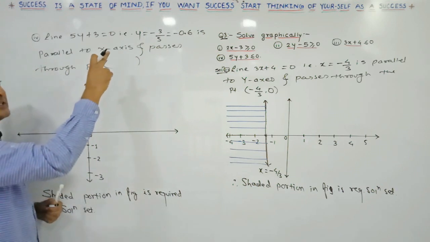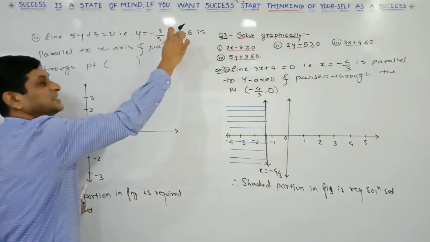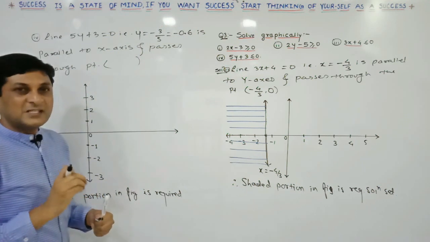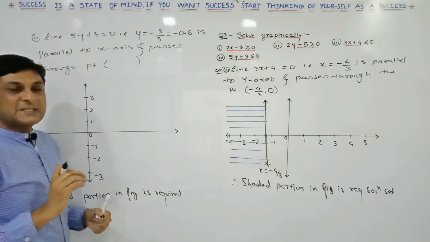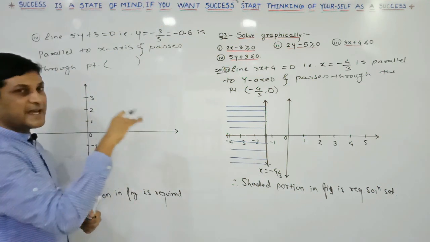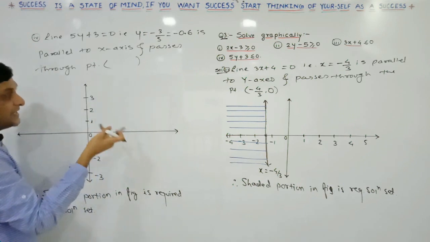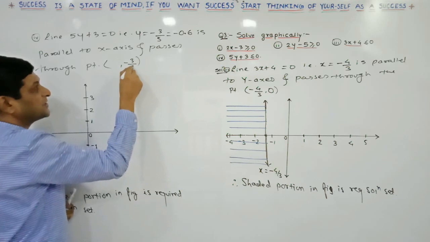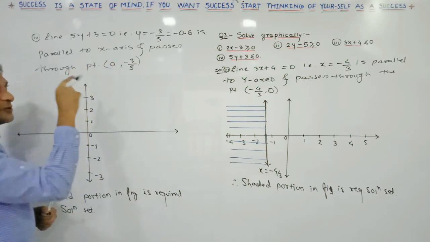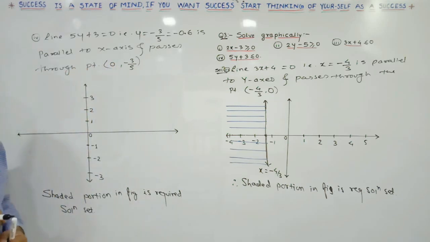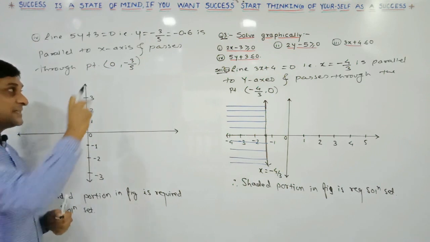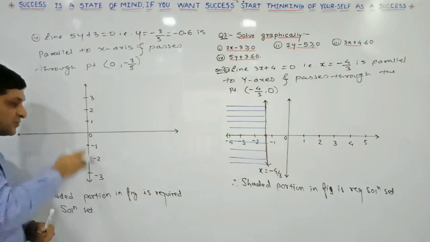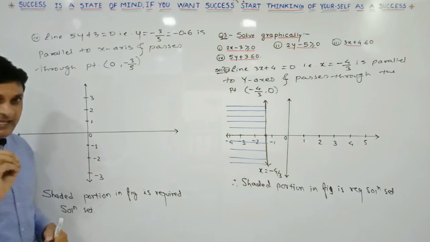Now this equation is in the form of y is equal to constant. Y is equal to constant means that the line is parallel to which axis? X axis, and passes through the point. Here the y coordinate is already known to us, -3/5. So take the x coordinate equal to 0, so that we can easily find the position of this point. Since the x coordinate is 0, the point lies on which axis? Y axis. The point lies on the y axis.